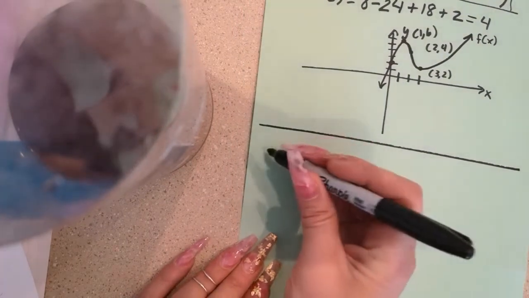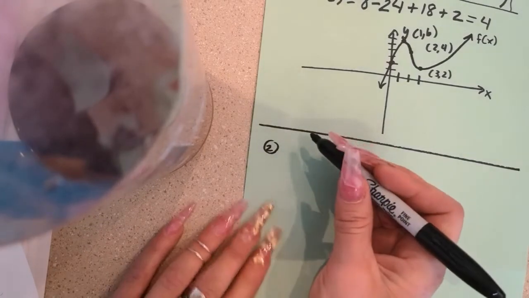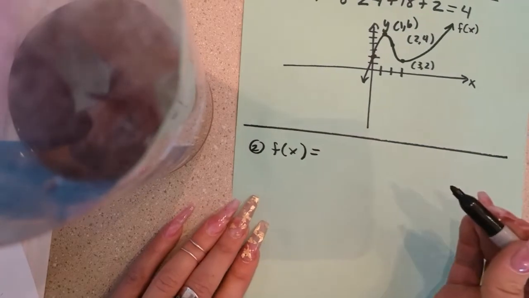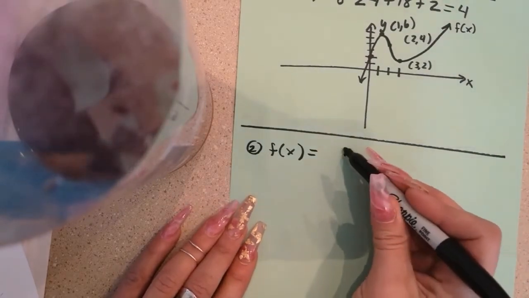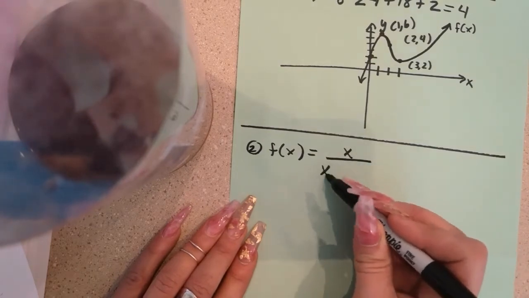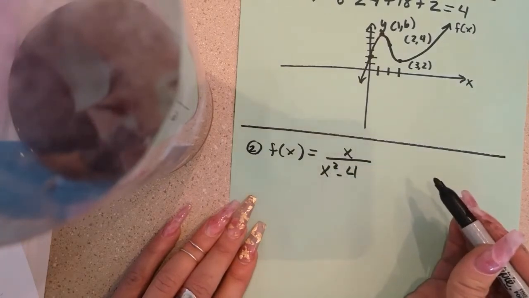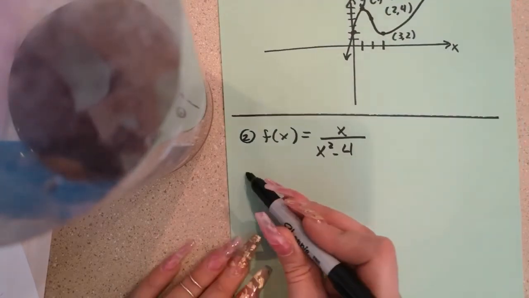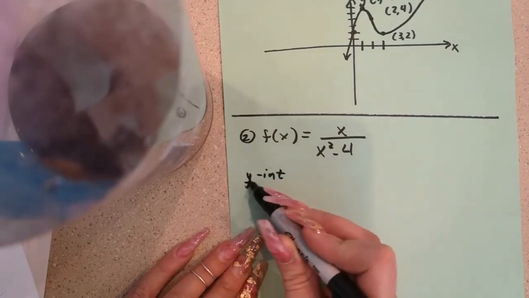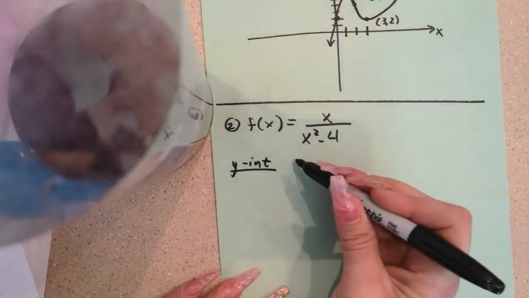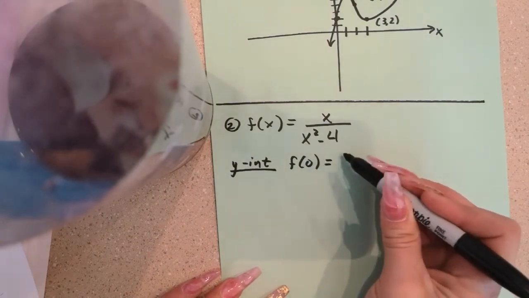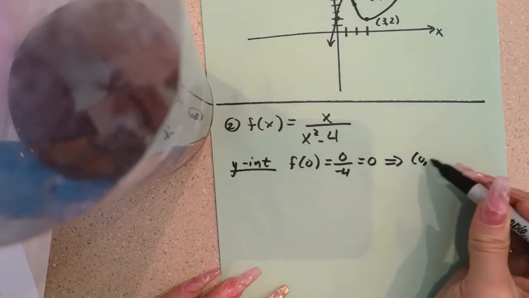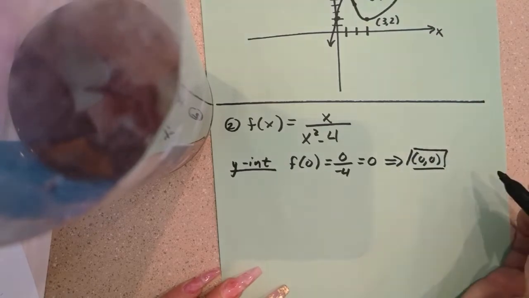Same idea. How about another function? How about a rational function? Something like f of x is maybe x over x squared minus 4. Okay, so again I have to start putting together information. So maybe I'll start again with the y-intercept. That's easy to find. f of 0, I would get 0 over negative 4. That's 0. So y-intercept at the origin.